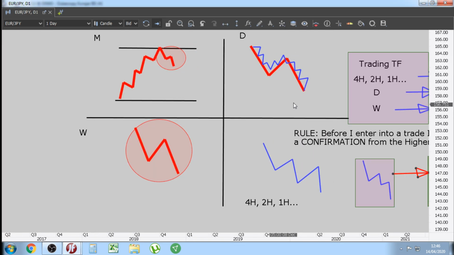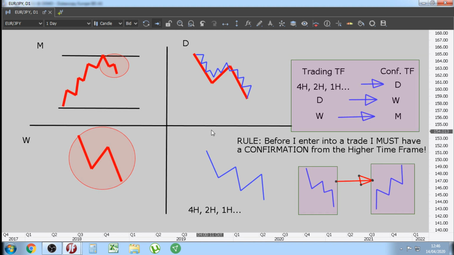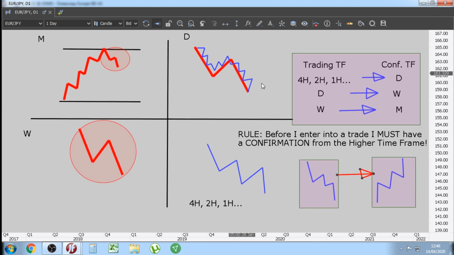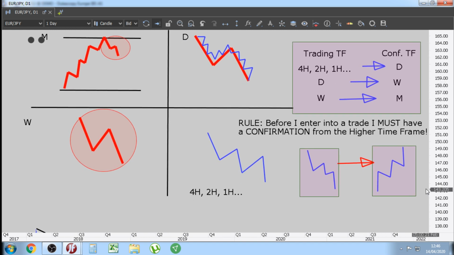And we are here, everybody. This is the lesson for today. Before I enter into a trade, I must have a confirmation from the higher time frame. Remember that direction is only part. We need to be good also at entries. You could have a correct direction, but you enter too soon, as we have seen right now, and you still could lose.